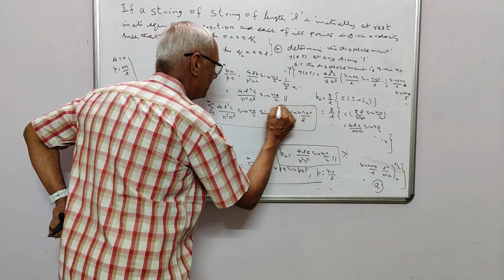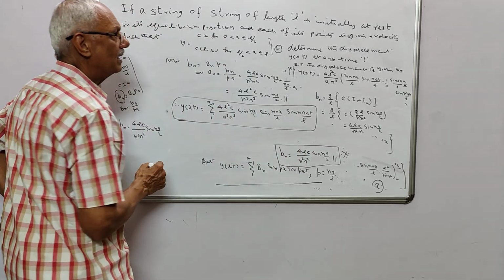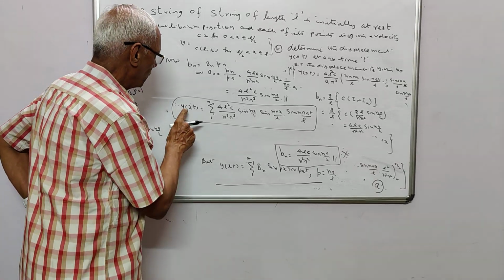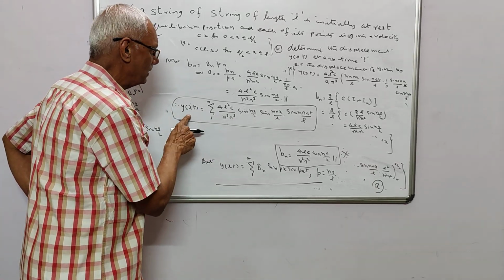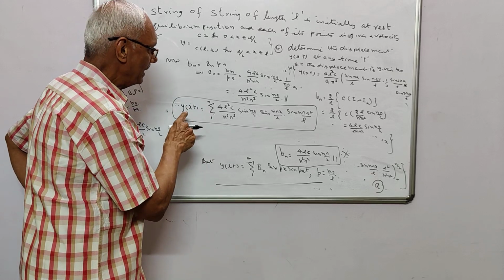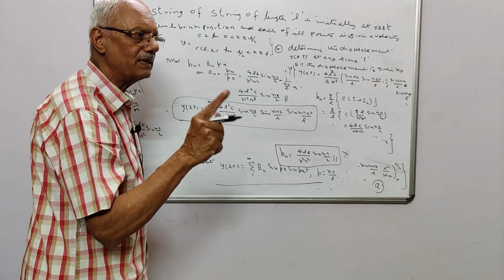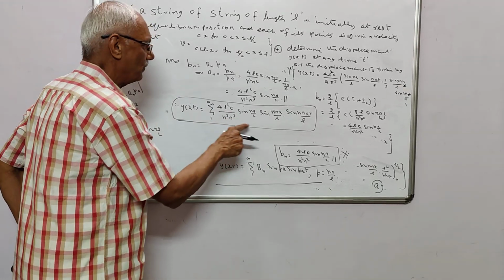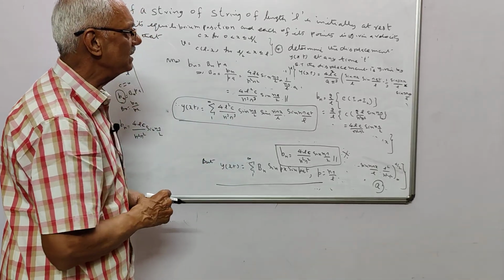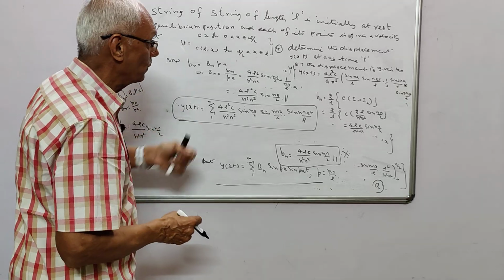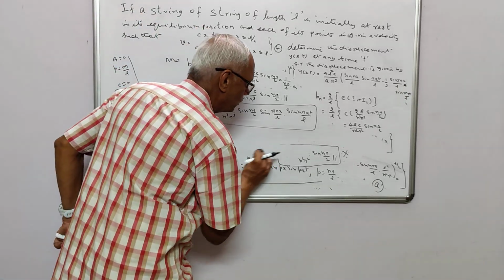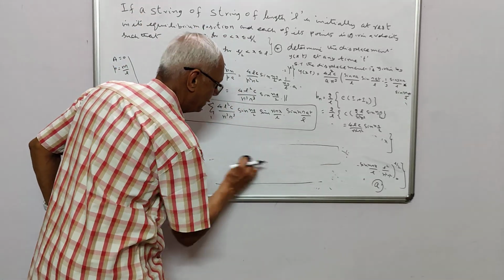So you see that this gives you the displacement y(x,t) at any point and at any point of time. So this is y(x,t). This is the answer. Now you are asked to give the value in a different way.